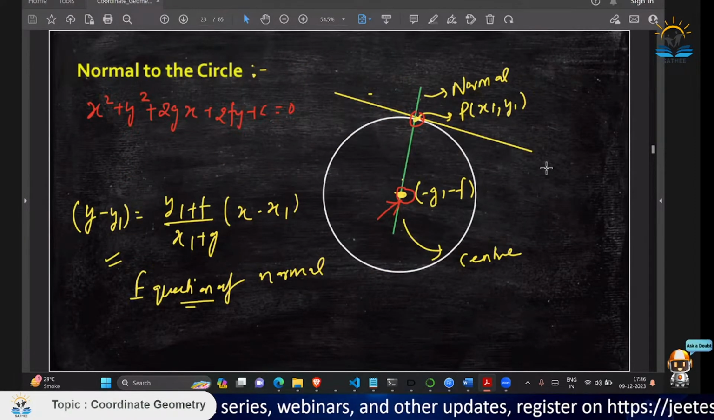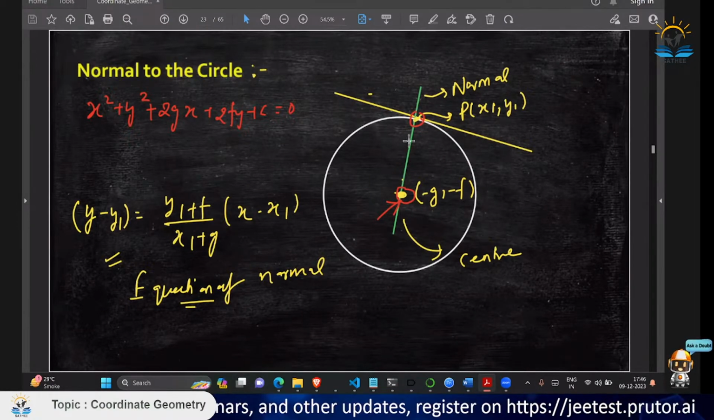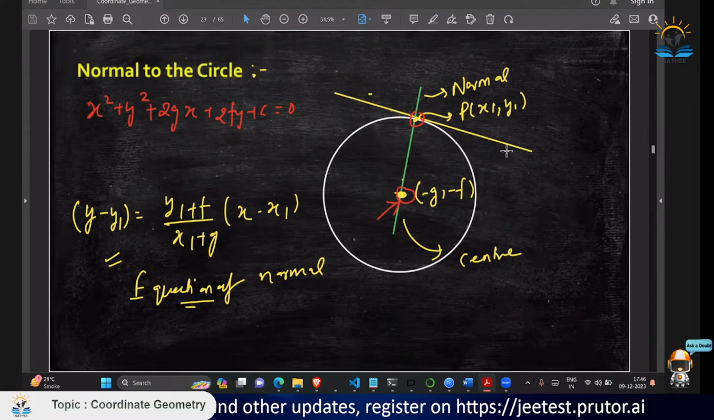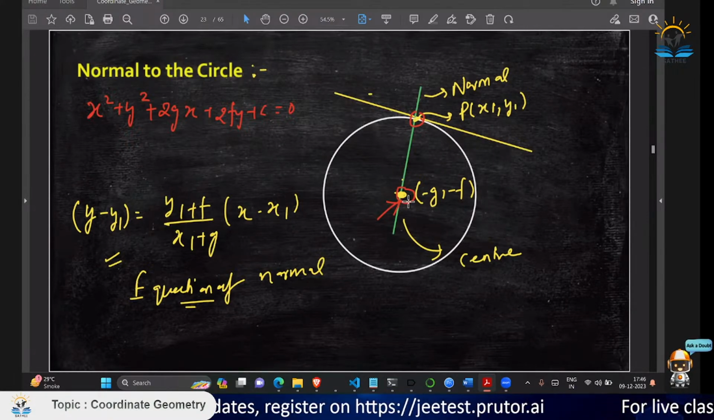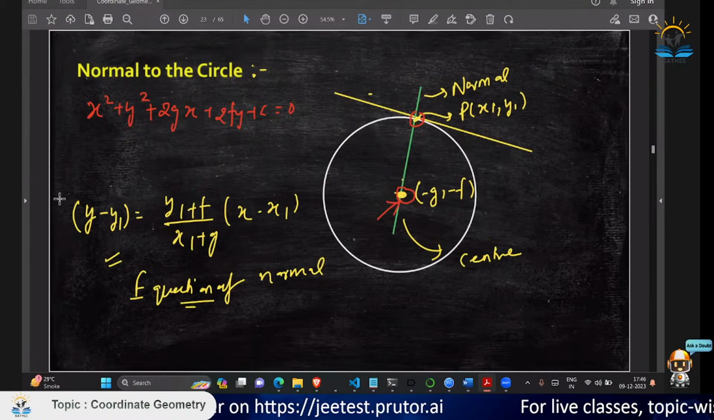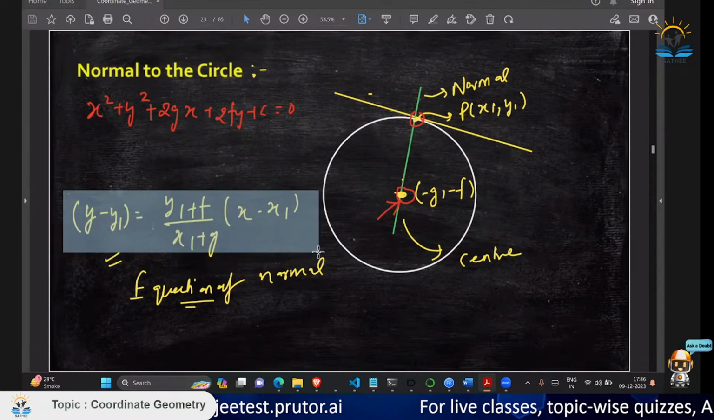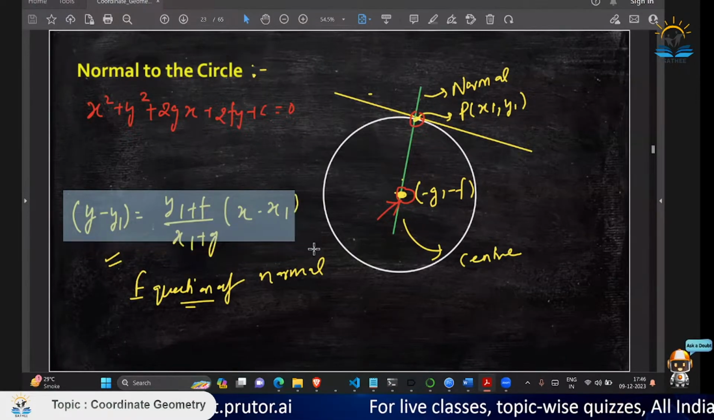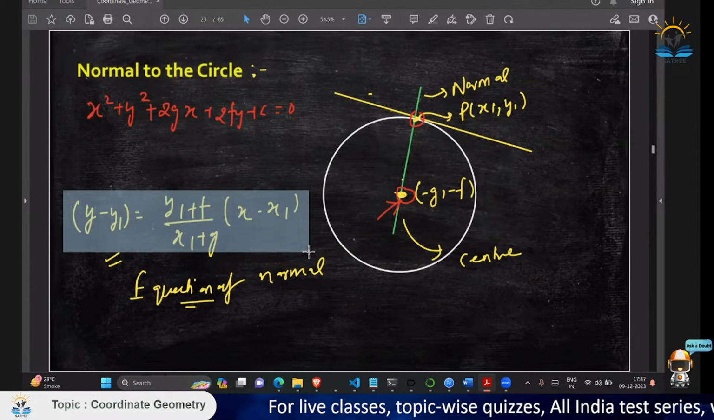There is another term, normal to the circle. So normal to the circle at a point P is nothing but a line which is perpendicular to the tangent at that point and also passing through the center of the circle, right? This is a general equation of a normal, and this we can get easily by using the straight line formula, right?